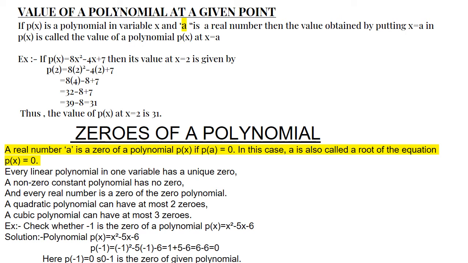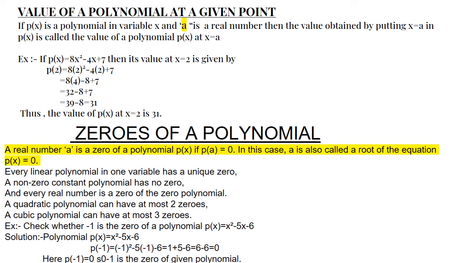Now let us name it as a polynomial by p(x). What is p(x)? p(x) is a polynomial in variable x. a is a real number. We know about the real numbers. So a is a real number. Then the value obtained by putting x equal to a in p(x) is called the value of the polynomial p(x) at x equal to a.